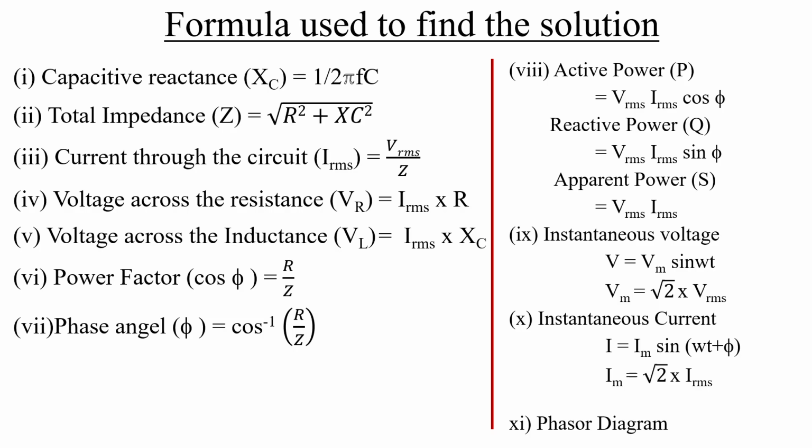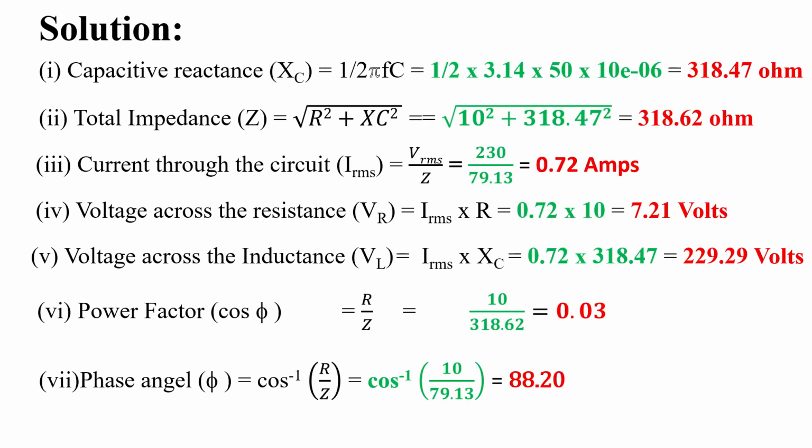But the instantaneous current will have a small variation, that is i equal to Im sin(omega t plus pi), because since it is a capacitive load, the current will lead the voltage, so it will be plus pi. Then the final phasor diagram.